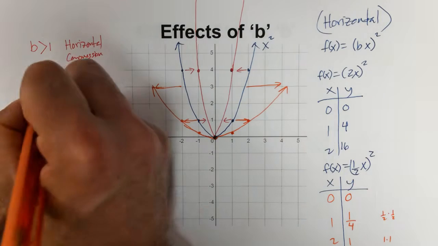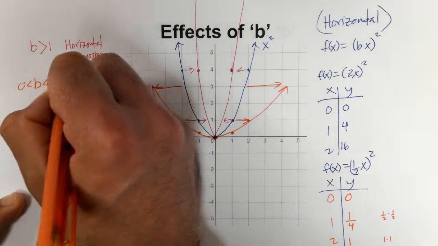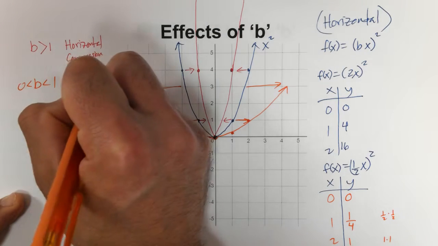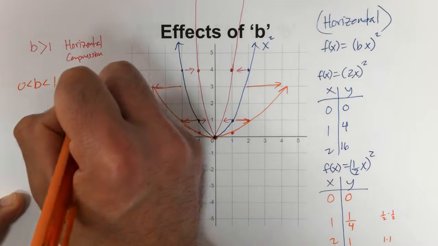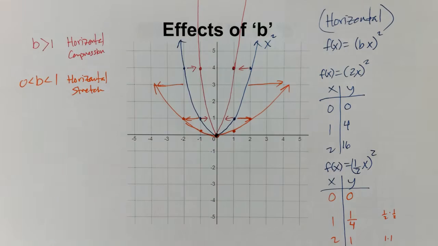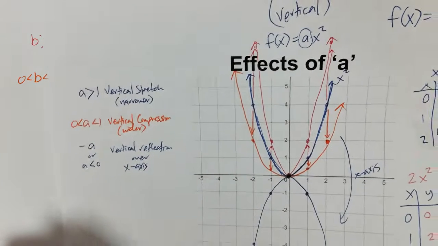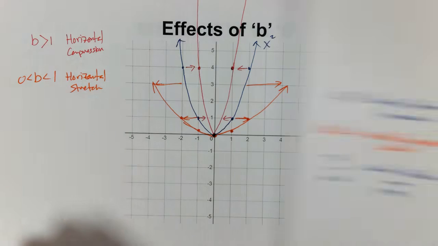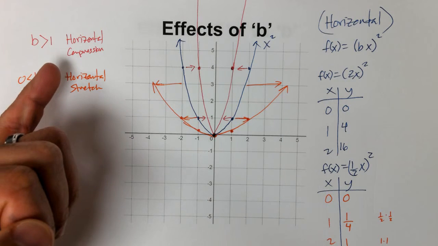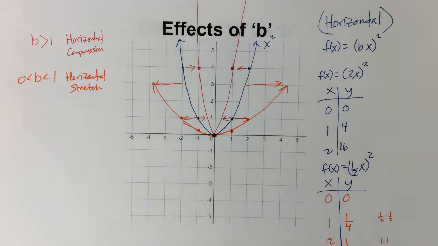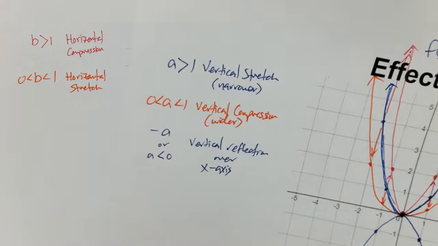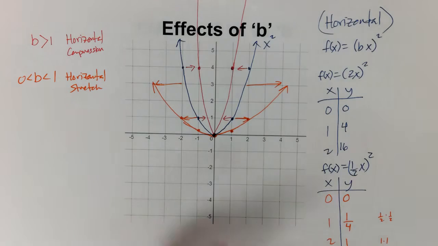So when b is between 0 and 1, we call that a horizontal stretch. In a little bit, I'll explain the difference between the vertical and the horizontal and how they look like similar graphs, right? These graphs look similar to each other. One of them is wider, one of them is narrower. But in terms of the language, right, we're dealing with horizontal compression and stretch versus a vertical compression and a vertical stretch. And I'll explain the difference between those two here in a second.